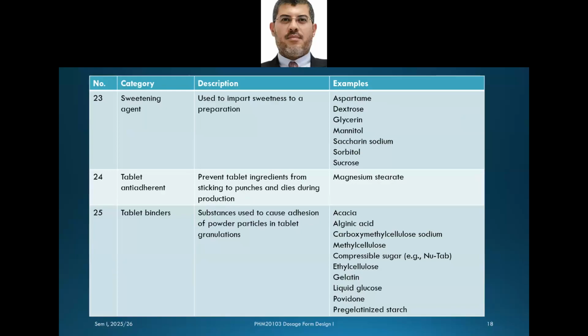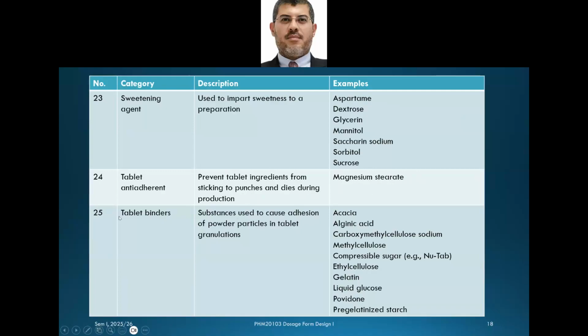So usually I need to add some fatty materials as a lubricant. It has a lubricant effect, so it will prevent adherence between the powder and the metal parts of the instrument, which are the punches and dies. So the tablet can be ejected and released from the machine easily and collected in the vessel. Example, magnesium stearate.